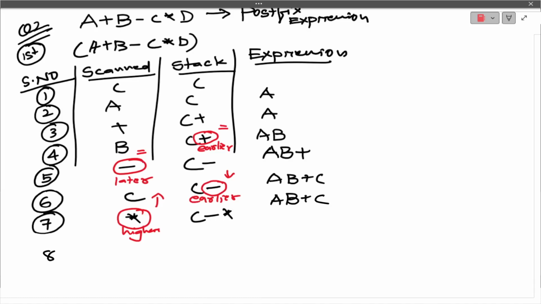Then comes number 8, which is my D. D came. Now this is the parenthesis, this is subtraction, my asterisk, and D is already popped to my expression. As I've told, you will find that operands, only operands, are popped to the expression.